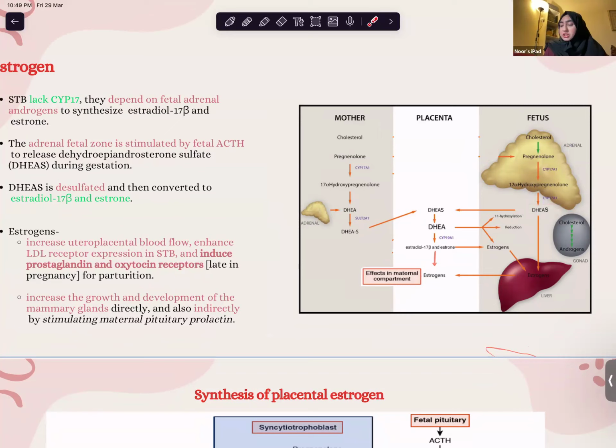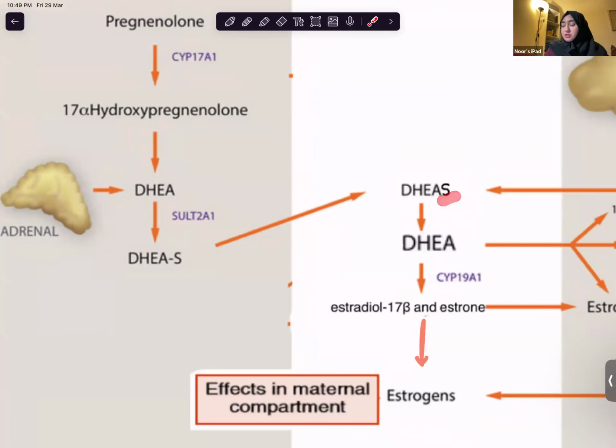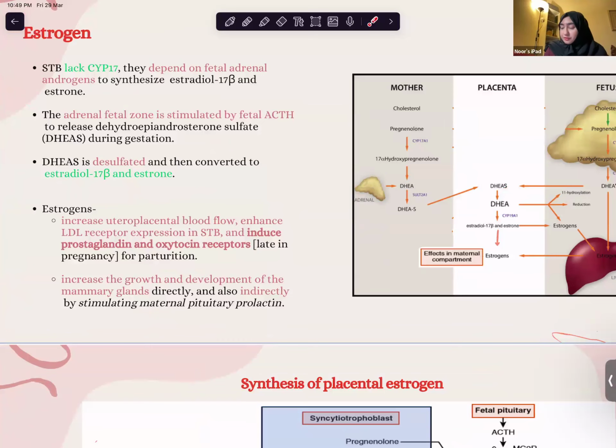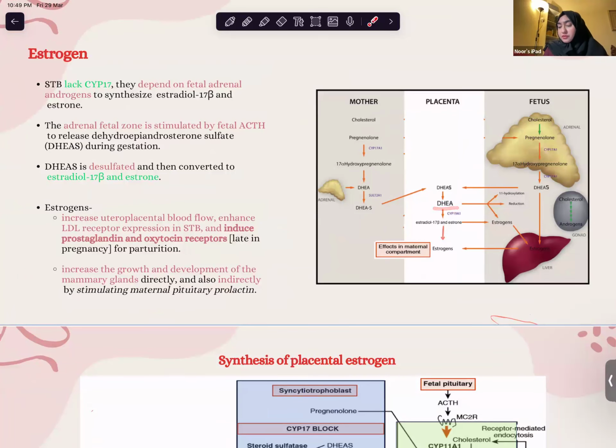DHEAS from the fetal side is transported to the placenta. It comes in here and is desulfated. Remember how there was an S here and there is no S here now? It is desulfated and converted to estradiol 17 beta and estrone. Very simple. Remember, DHEAS produced in the fetal adrenal gland moves to the placenta, is desulfated, and forms estradiol 17 beta and estrone, which are forms of estrogen.